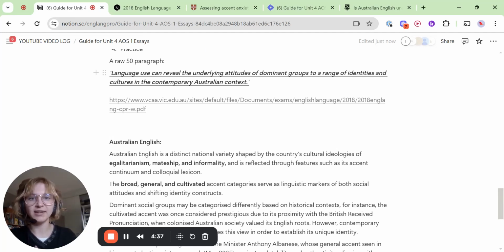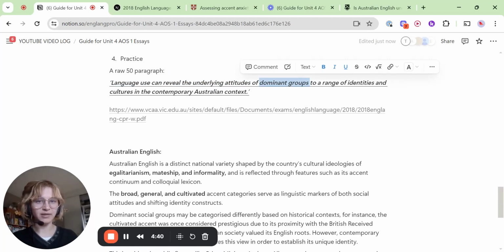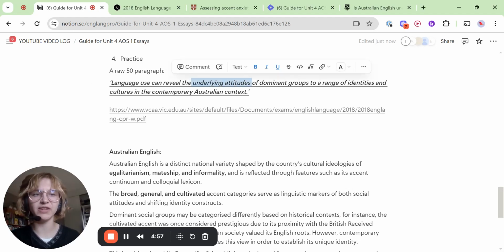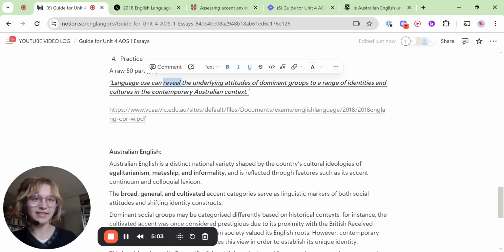What does dominant groups in particular mean? Are we talking about just in terms of size of population, or are we talking in terms of historically oppressors, invaders, colonizers? What are we meaning by dominant groups? Underlying attitudes. What are we going to talk about? Are we going to talk about prescriptivism, descriptivism, overt and covert prestige? How does language reveal it? So I like to mind map these, put my essay topic in the middle. This is early in the year or as you go into your essay planning, and just pull out the key terms in the essay prompt and ask yourself, what does it mean language can reveal?